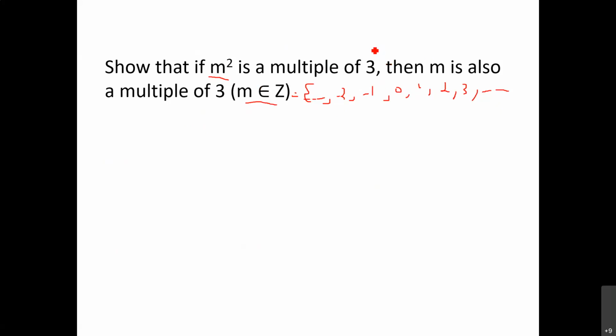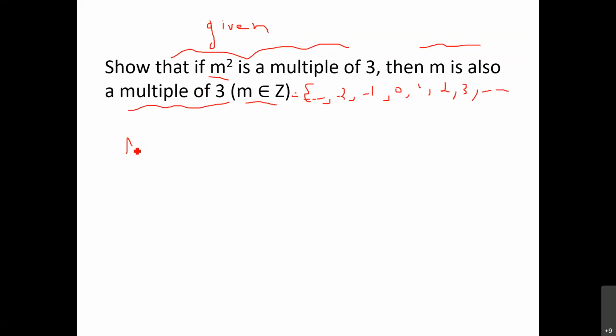Well, we could try to use, let's say, contradiction here. Yeah, why not? So they're telling you this is your given. M squared being a multiple of 3 is given. It's something that's true. We have to prove that m is also a multiple of 3.